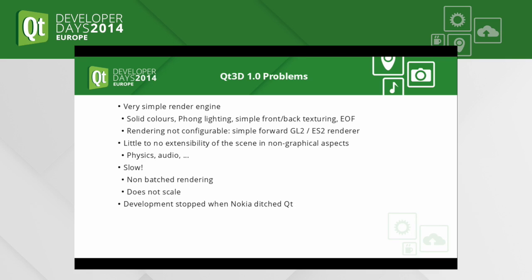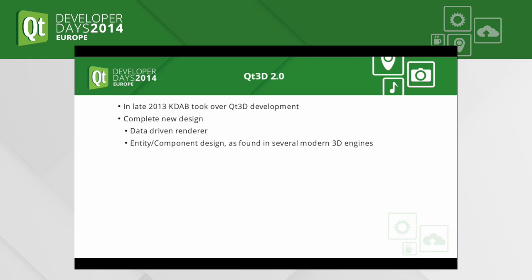Of course, the thing is that nobody ever built a large scene in Qt3D 1.0. I've asked everybody I could find who used 1.0, and nobody built something that was actually even remotely large because it simply wouldn't scale. It was fine for building tech demos, but you couldn't scale up to large scenes. And then, of course, finally, the development stopped when Nokia ditched Qt. So there's some problems.